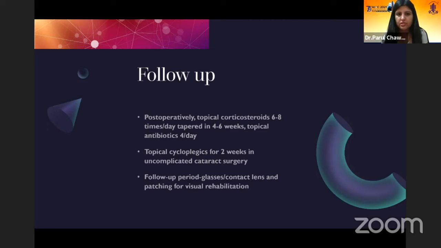Post-operatively, topical corticosteroids should be given 6 to 8 times a day, and topical antibiotics and topical cycloplegics for 2 weeks in uncomplicated cataract surgeries. In the follow-up period, glasses or contact lens should be given and patching should be done for amblyopia management. This is another video.